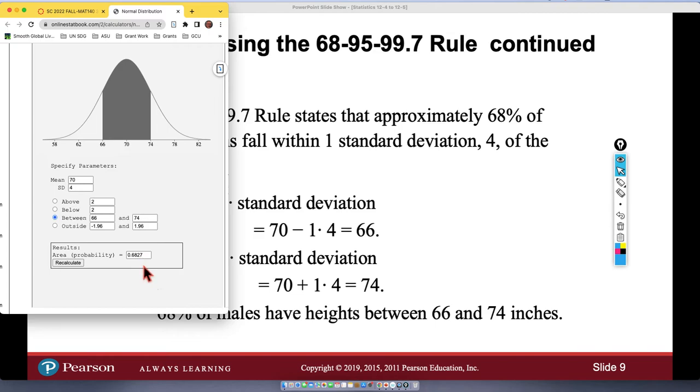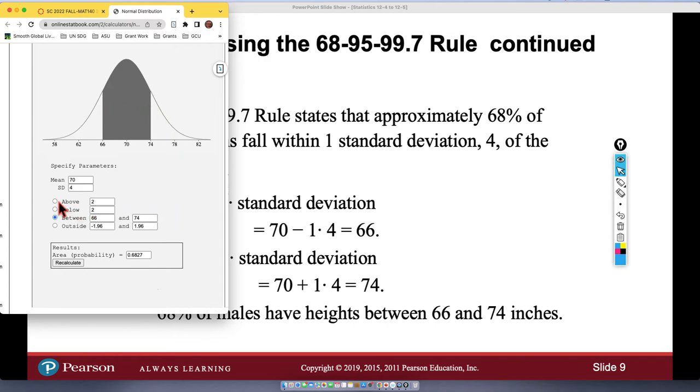Notice it's not exactly 68, it's 68.27, but that's what I was saying, is that we use 68% because it's a lot easier to remember 68% than try to remember 68.27%. Okay, 68%, close enough. And again, here you see the picture that what we're finding is the percentage of measurements between 66 to 74. So that's why I like this one. It's not so abstract. You actually see what you're getting.